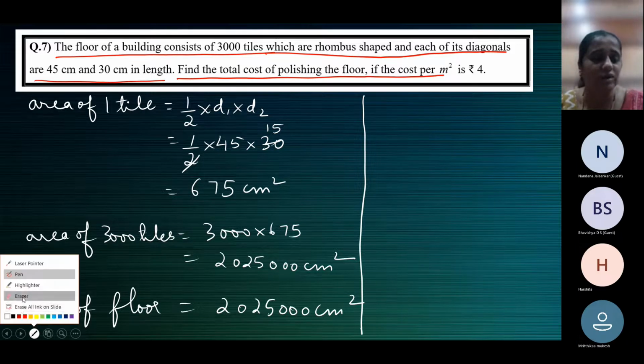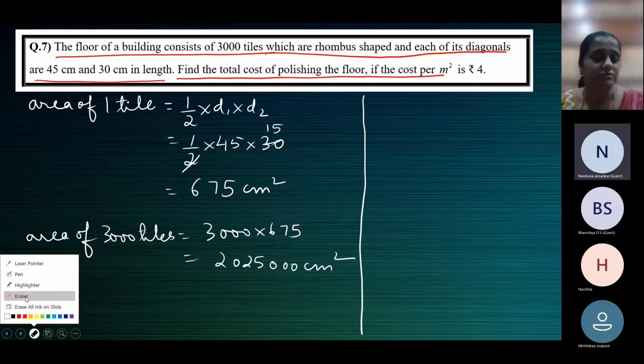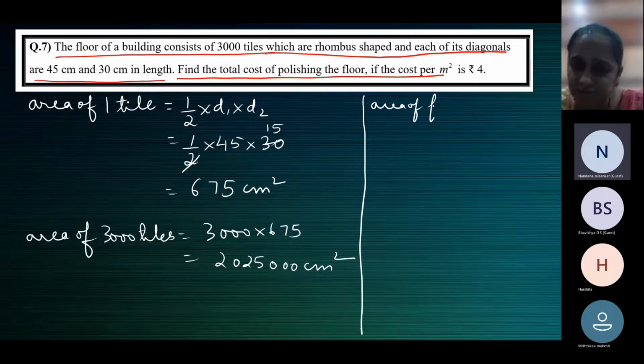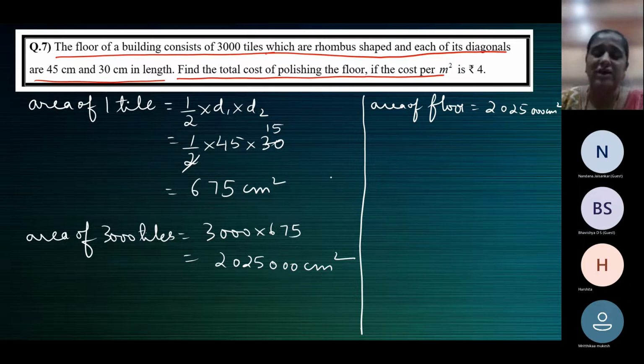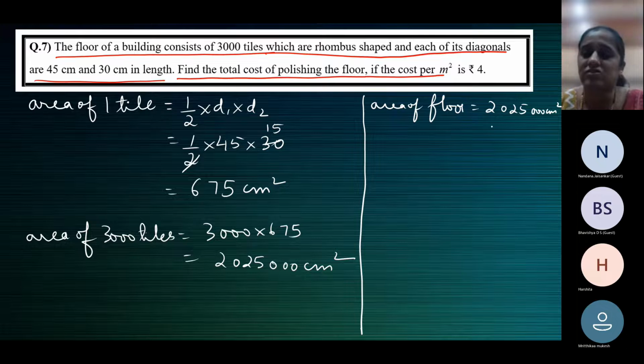How do we convert centimeter square to meter square? How do we convert centimeters to meter? 1 meter is equal to 100 centimeters. Now, supposing you have 5 centimeters and you have to convert it to meters, will you multiply by 100 or divide by 100? Divide by 100. So here you have to convert centimeter square to meter square, so you'll have to divide by 100 2 times.